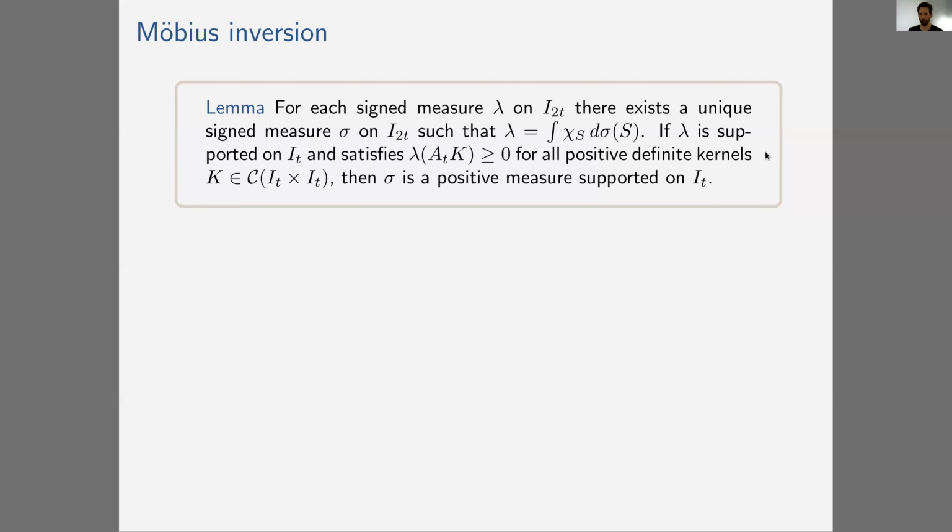So if you want to prove this, you really need to prove everything by evaluating against functions. And it's maybe also a little bit different because it's sort of truncated. We have this truncation going on with this set I sub t.